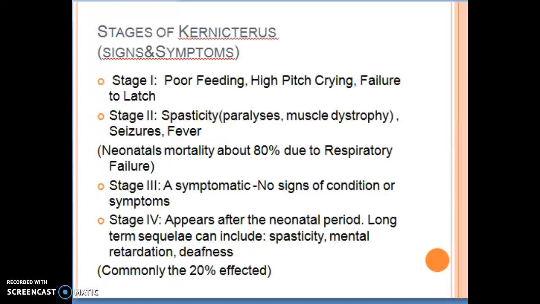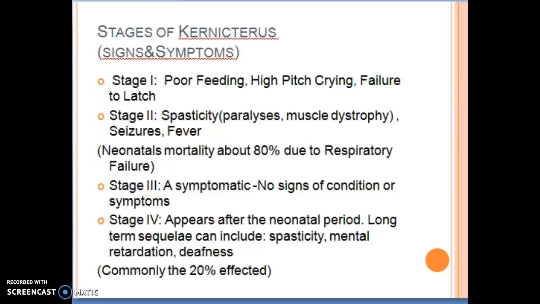The second stage is muscle dystrophy, or it is paralysis. It also can be characterized by seizures and fevers. It's mostly uncommon for an infant, especially a newborn, to have a fever. It's usually a red flag if that does happen. Most of the children, and I would say about 80%, in stage 2, they pass due to respiratory failure, not actually the kernicterus. So it's pretty interesting that that happens.